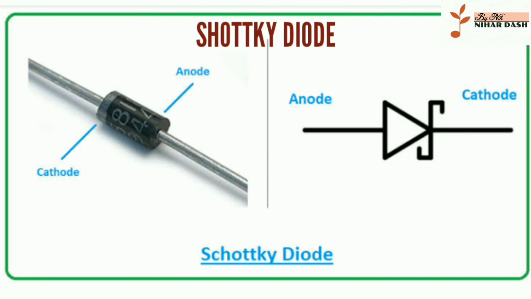Also, the Schottky diode produces less unwanted noise than p-n junction diode. These two characteristics of the Schottky diode make it very useful in high-speed switching power circuits.